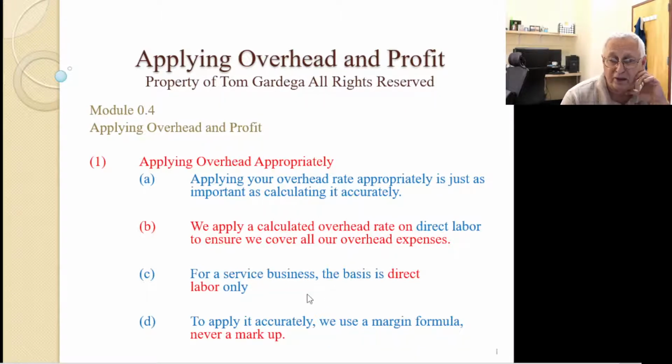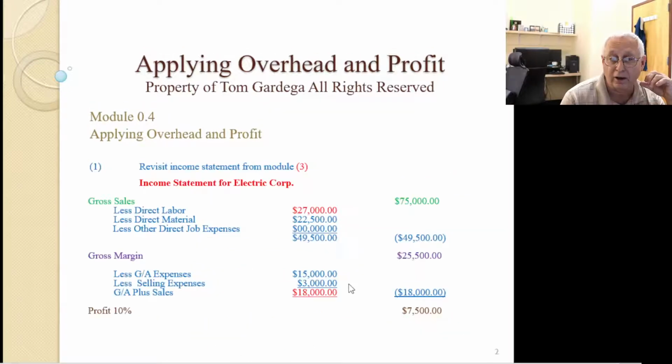For a service business, the basis is direct labor only. To apply it accurately, we use a margin formula, never ever a markup.